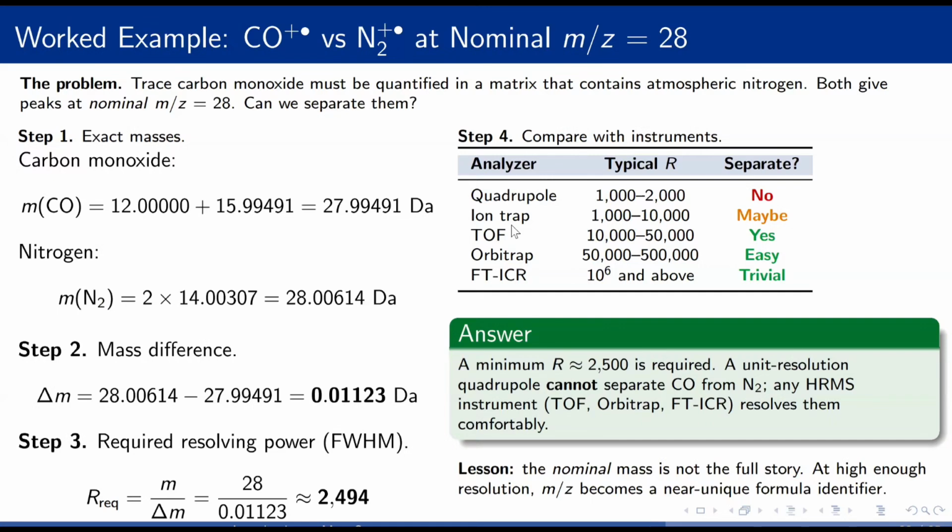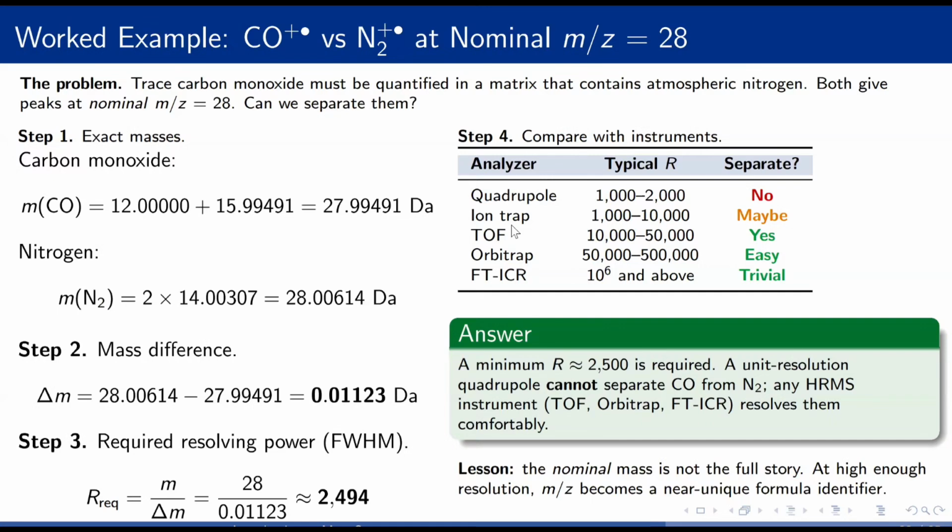So we ask the question, how much resolving power do we need? The formula is R equals M over delta M. M is about 28, delta M is 0.01123, so the required R is about 2,500. Then let's match this to the instruments. A quadrupole maxes out at around 2,000 R. That's not enough. A quadrupole sees the two species as a single peak at a nominal mass-to-charge ratio of 28 and cannot tell them apart.